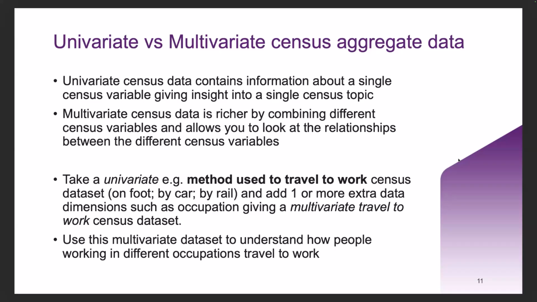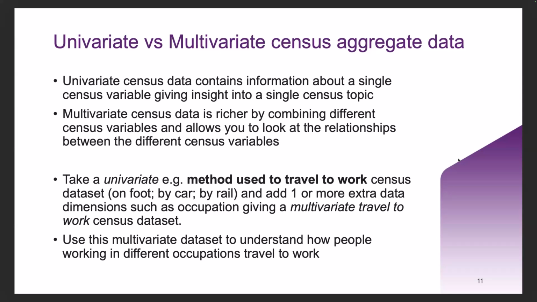You could take a univariate census data set, like the method used to travel to work, which could be by car or foot or train, and then you could add an additional variable, which would be the occupation that people are doing, which would give you a multivariate data set. That way you could do some classification of different types of people's occupation and how they're travelling to work. So how are people who do skilled jobs travelling to their work, as opposed to people working in building occupations, so that you can see some differences there.